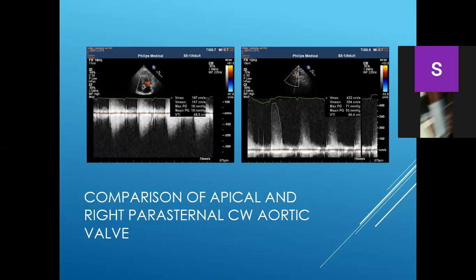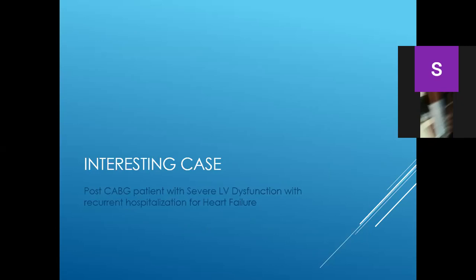But this is the comparison of apical and right parasternal view, where you find what has happened. Now, it is simple when the LV is normal. Problem comes when the LV is abnormal. So LV dysfunction interferes with valvular assessment very significantly.